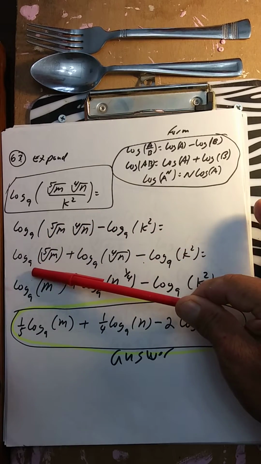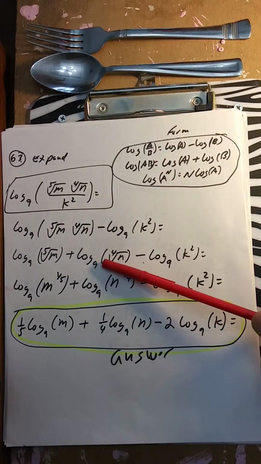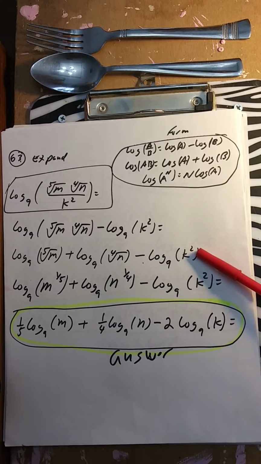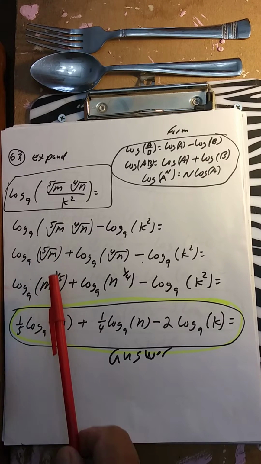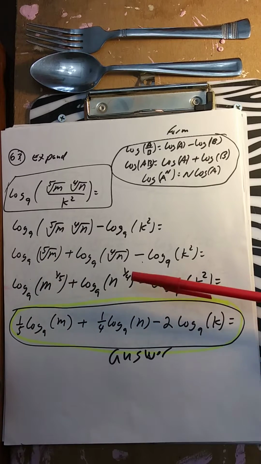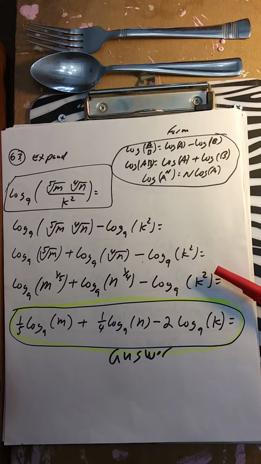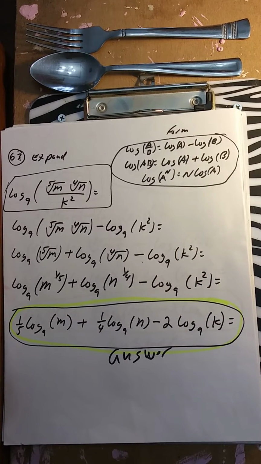That's going to be this one plus the log of this one minus the log of that one. So now, let's convert this. The fifth root of m is m to the 1/5. The fourth root of n is n to the 1/4. And k squared, leave it alone. So now we can put the powers where?